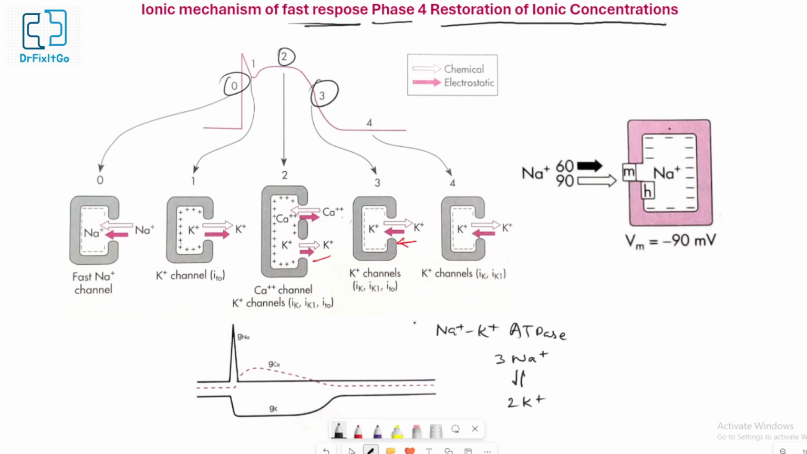Similarly, most of the excess calcium ion that had entered the cell mainly during phase 2 is eliminated principally by the sodium calcium exchanger, which exchanges 3 sodium ions for 1 calcium ion. However, some of the calcium is eliminated by an ATP driven calcium ion pump. During phase 4, the chemical 60 mV and the electrostatic 90 mV forces favor influx of sodium ion from the extracellular space. Influx is negligible, however, because the activation M gates are closed.